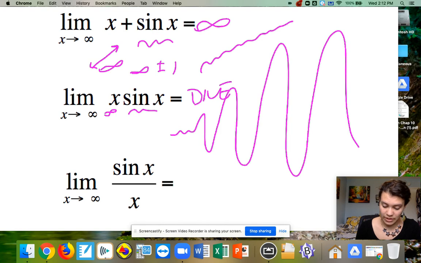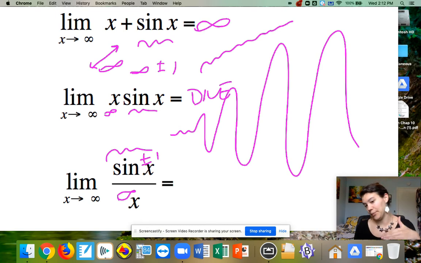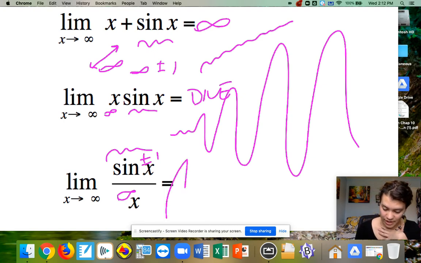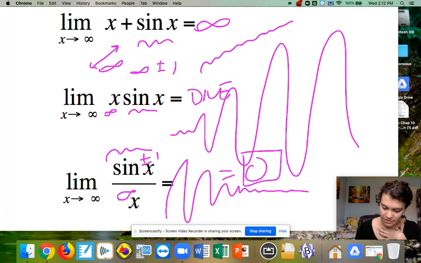This last one here, sine is still going like this, or plus or minus 1. This is still infinity. So you're taking like 1 divided by 5 million, -1 divided by 5 million. So this one is going to start out big and then end up going like this. So it's going to be 0 as your final answer. I'll highlight those so you can see them.